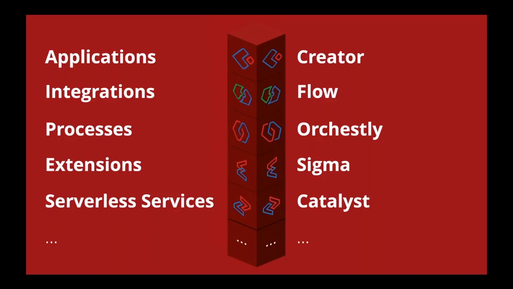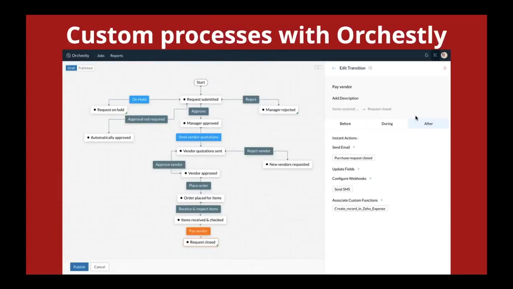For doing a custom process, we have a tool called Orchestly, and then we also added Sigma and Catalyst recently. Sigma is for building extensions, and I'll talk about these each a little bit more, and Catalyst is for doing serverless services. Say that 5 times fast. And Catalyst is the newest addition here. So here's a screenshot showing you Orchestly.